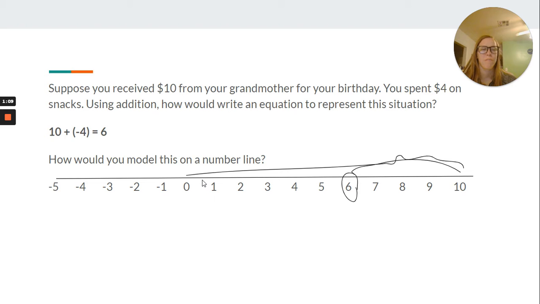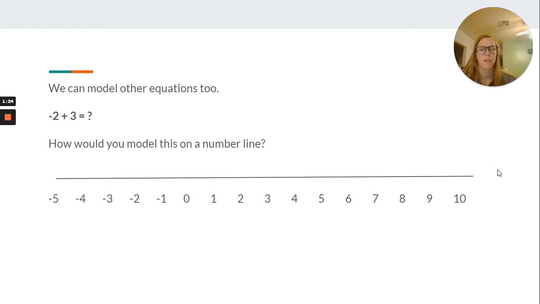I apologize for the really messy lines, but this was the easiest way to show you the routes. So we go from 0 to 10. We minus 4 or add a negative 4, and we end up with 6, our circled number. Okay? So you can also model other equations.